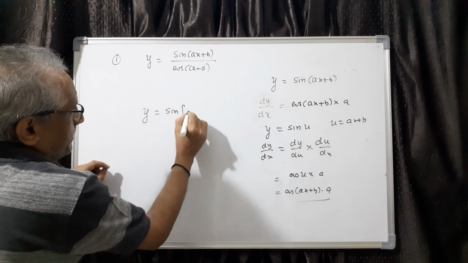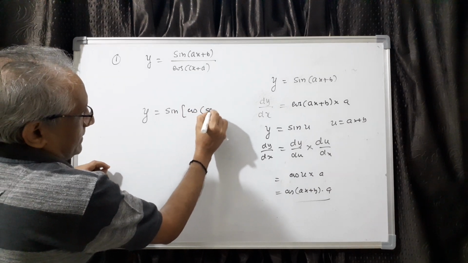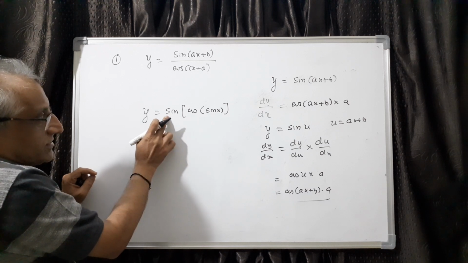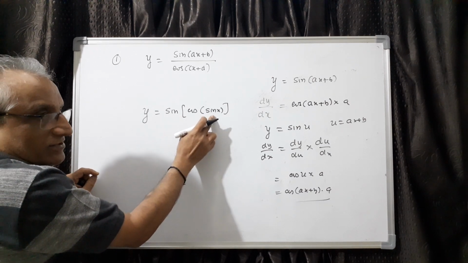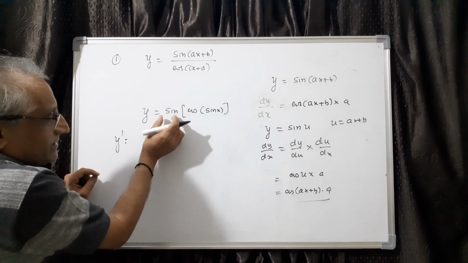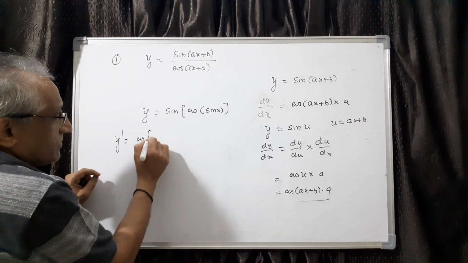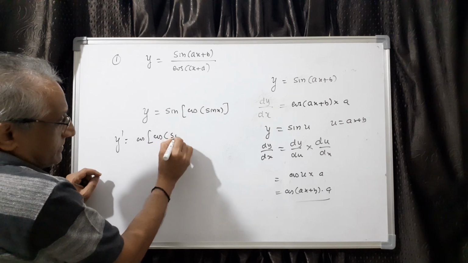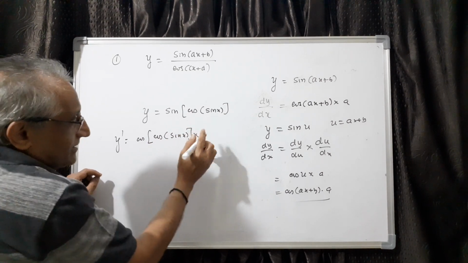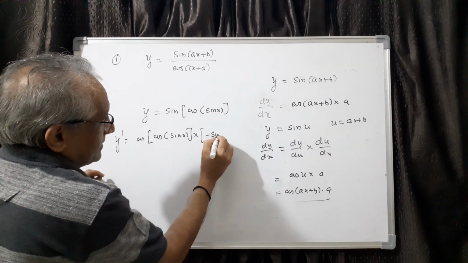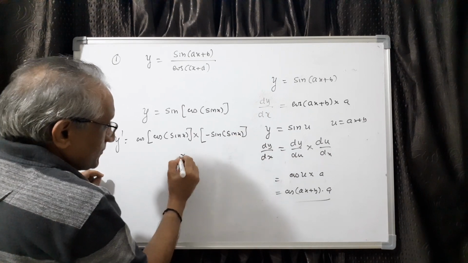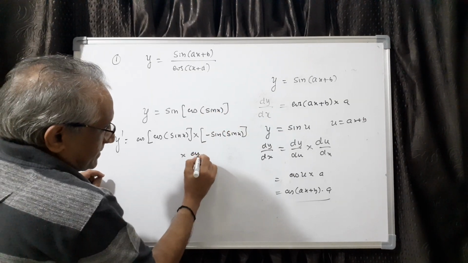Sine of cos of sine x, suppose. So this is a function of three functions. This is the outermost, this is the middle one, this is the innermost. So what you have to do is, y dash, or differentiation of this will be, differentiation of this is cos. So cos of sine x. This is the first thing you have to write, into differentiation of this. So this is minus sine of sine x. Then into differentiation of sine x is cos x, and this will be the answer.